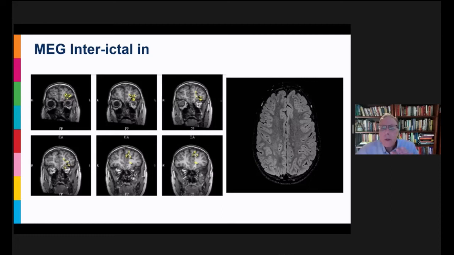So we haven't done surgery on this boy yet, but we plan to. Let me show you, there's a tight cluster of dipoles. This boy has autonomic symptoms, fear, a fearful expression. And then you can sort of see there's this kind of cortical thickening in the region here in the FLAIR.